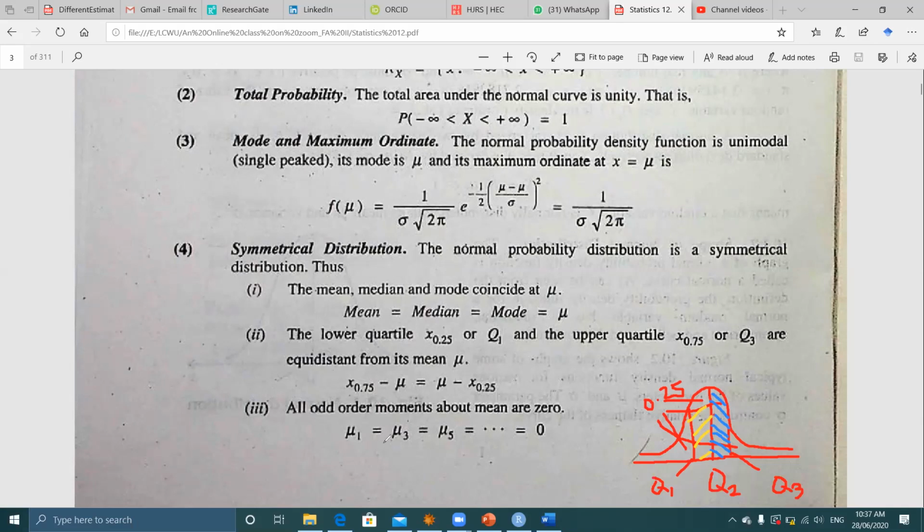And third is that all odd order moments are equal to zero. Thank you for today. Up till now, we have studied four properties. Inshallah, in the next class, we will study the remaining ones. Thank you so much. Allah Hafiz.